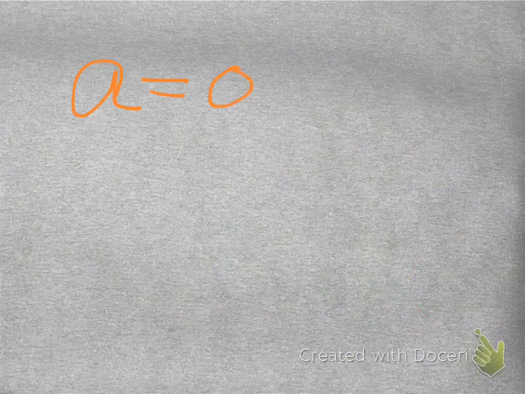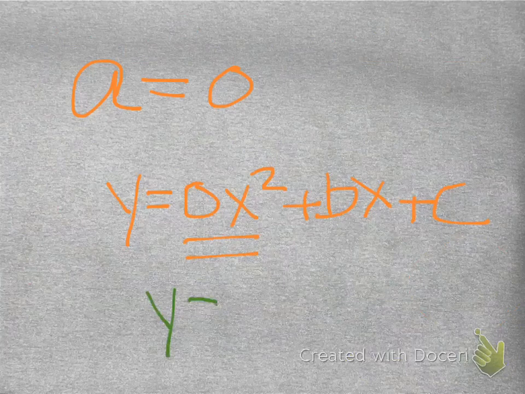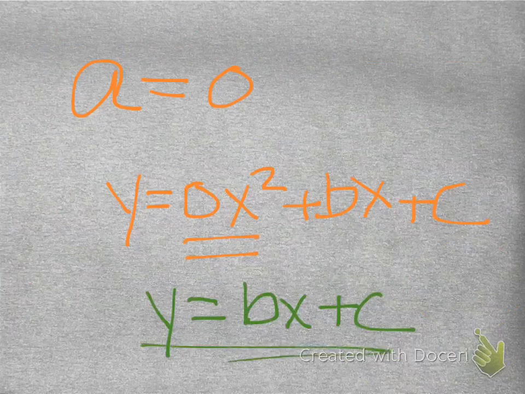The last thing I want to point out is you are never going to have a quadratic equation where a equals 0. And this is because if that was true, you would have y equals 0x squared plus whatever b is plus whatever c is. And what is 0 times x squared? Well, that's 0. So all of a sudden, my function now turned into y equals bx plus c, which is a linear function. So a can never equal 0 in a quadratic formula because the function would no longer be quadratic.